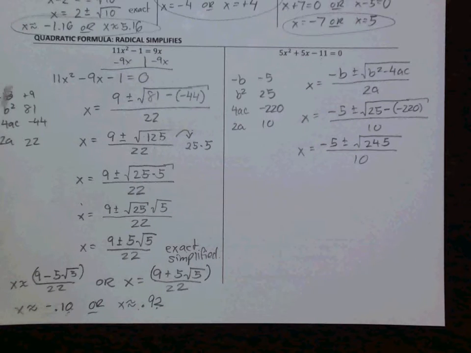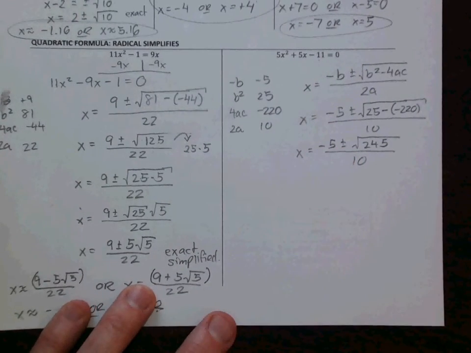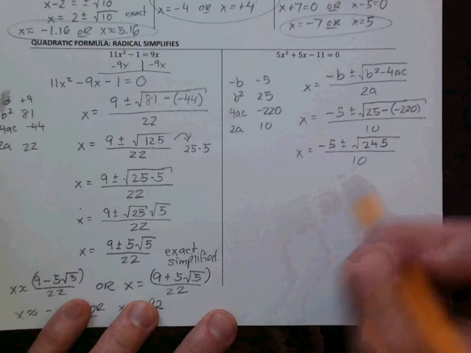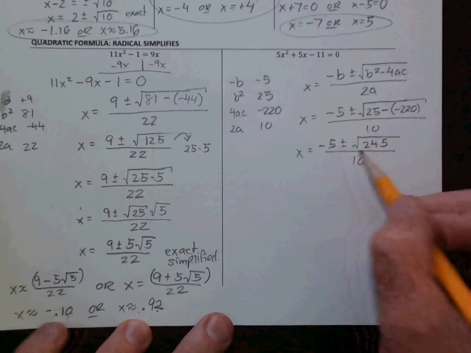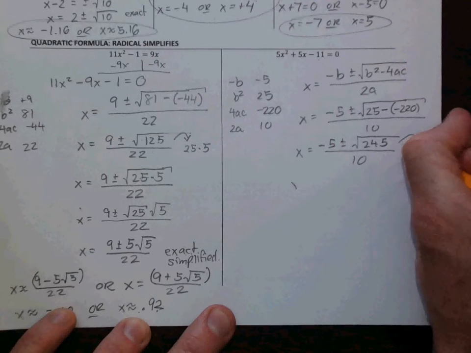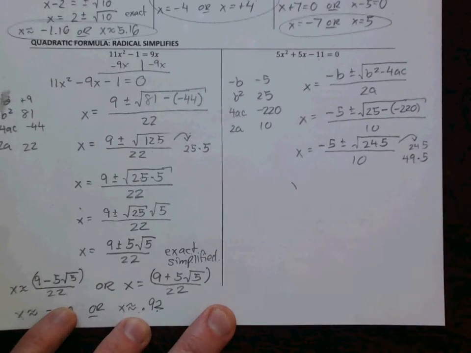Let's see. 245 divided by... 245 is, this one's a little tougher. And we're only continuing here if we want to get the exact simplified form. If all you need is the decimal, you could use this. 245 is 49 times 5. I always like to list the perfect square first.